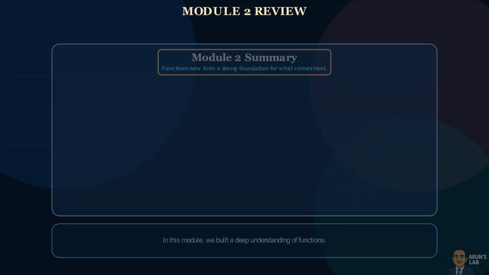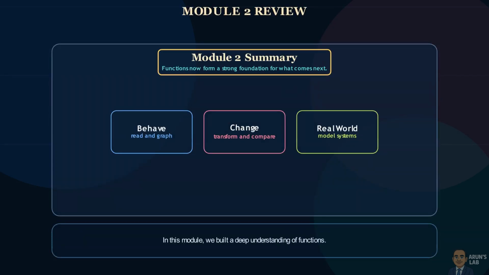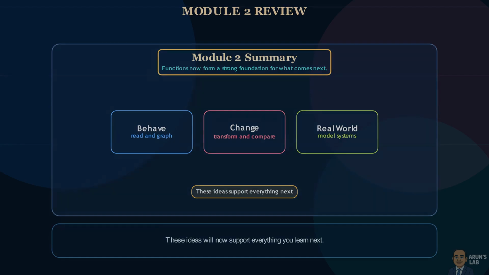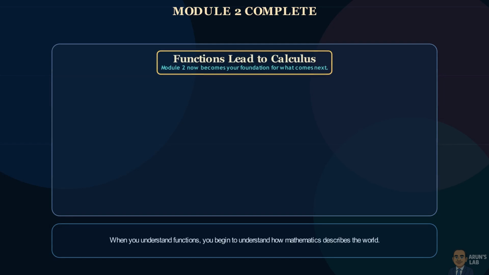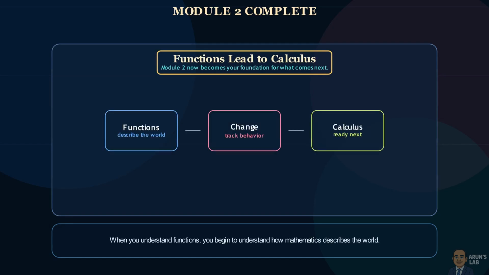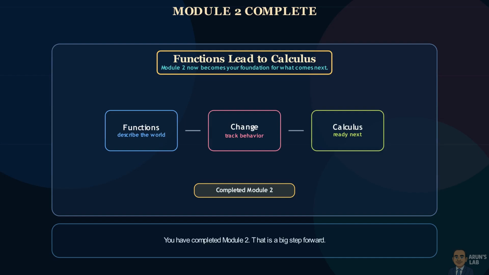In this module, we built a deep understanding of functions. We learned how they behave, how they change, and how they describe real world systems. These ideas will now support everything you learn next. When you understand functions, you begin to understand how mathematics describes the world. And when you understand how things change, you are ready to learn calculus.